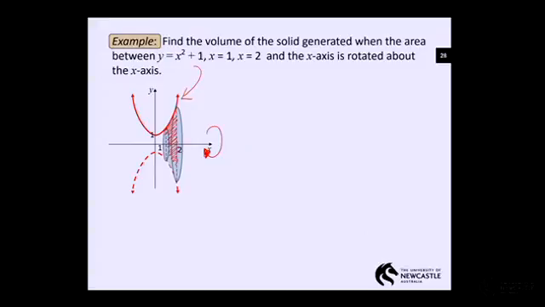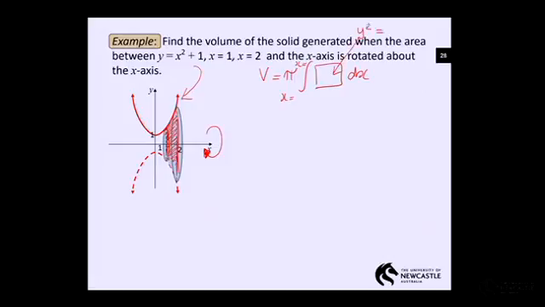Now, they only want this part from 1 to 2, and it was going around the x-axis. So this is me writing. I know it's already written there. If I was going to start this, I'd put V equals pi. I put this, and I remind myself they have to be x values. I remind myself it has to be with respect to x. And I remind myself, do not go in here unless you know what y squared is.